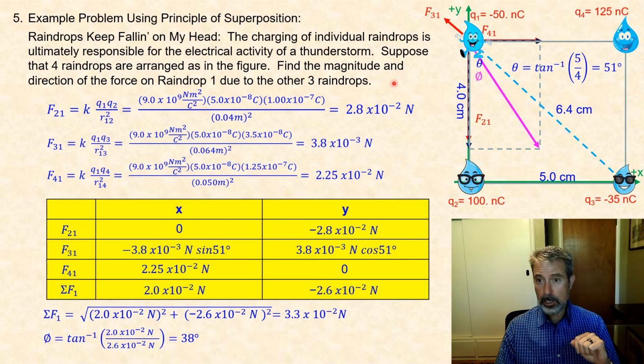For the direction, we need to specify some angle. To specify that angle phi here, we can take the inverse tangent of the x component over the y component. And when we do that, we come up with an angle of 38 degrees. So that angle is the best way to specify the direction of that resultant vector.